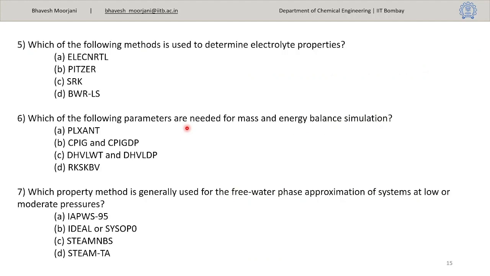Now, question 5: which of the following methods is used to determine the electrolyte property? If any one of you knows the answer, then you can say it, or I will answer it.